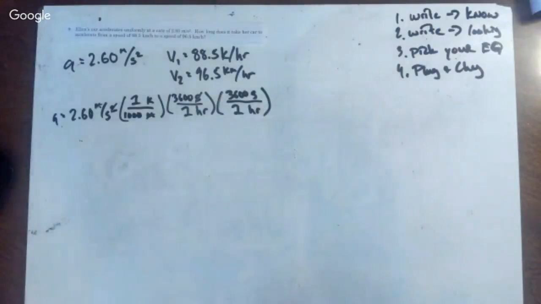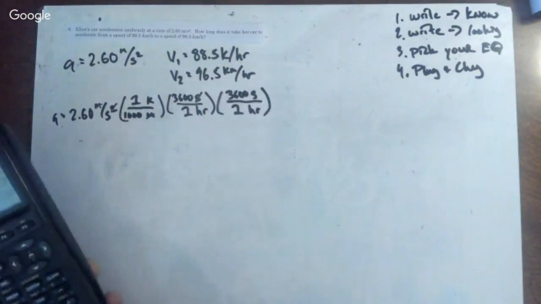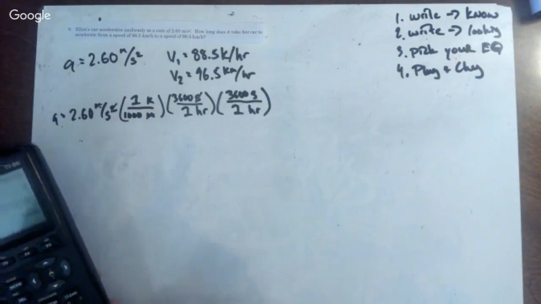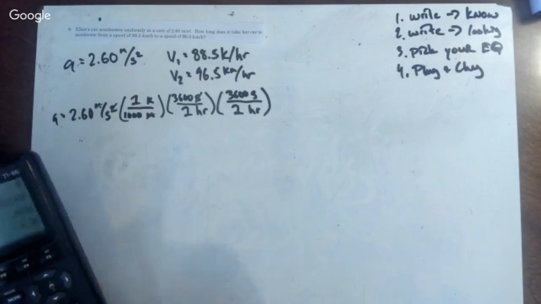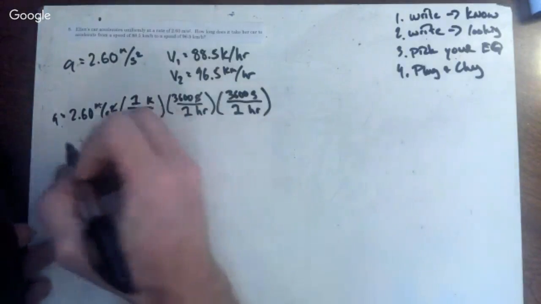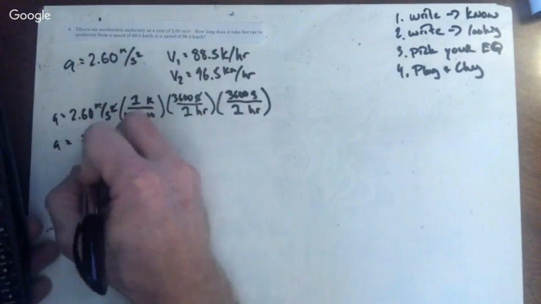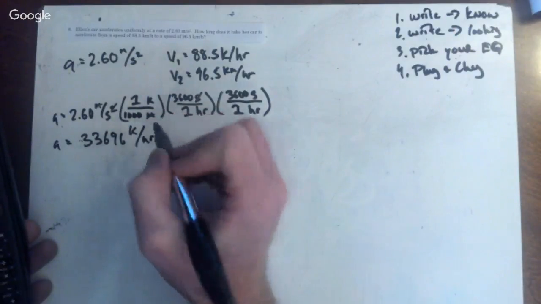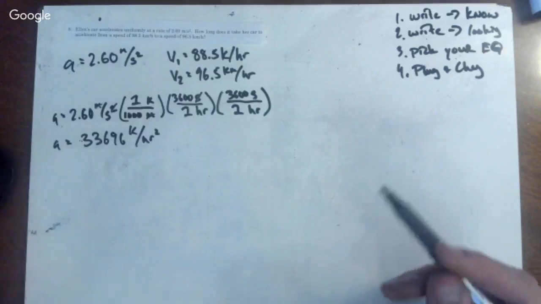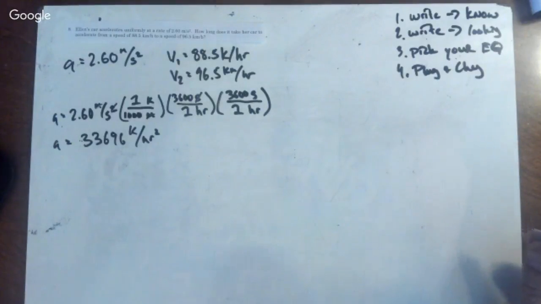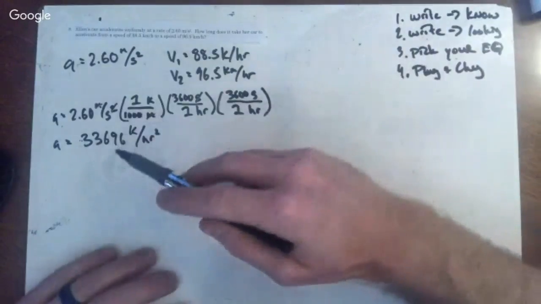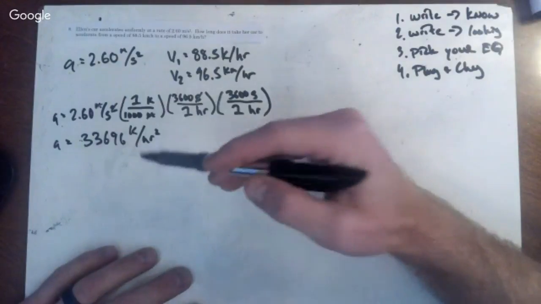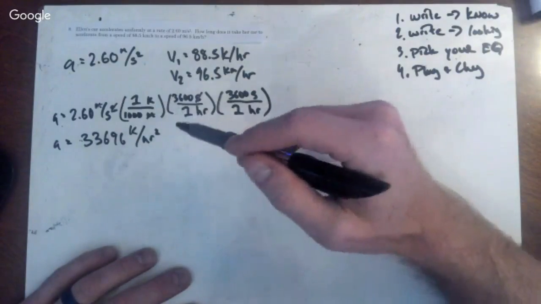So now if I take my calculator and do 2.6 divided by 1,000 times 3,600 times 3,600, I end up with an acceleration of 33,696 kilometers per hour squared. Now, that seems like a really huge number, and part of the reason why some teachers do this and why I do this is because that number will look confusing. And what I want you to do is to know your math well enough that even if the number looks a little confusing, you go back and check your math and know that it works out right.